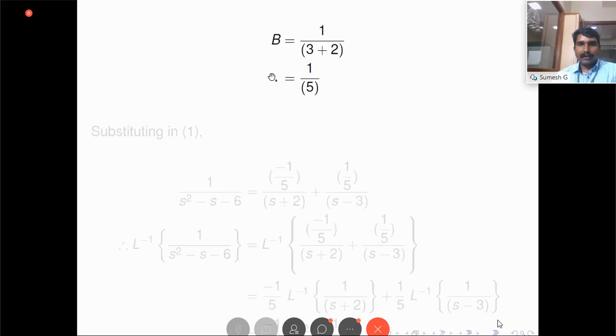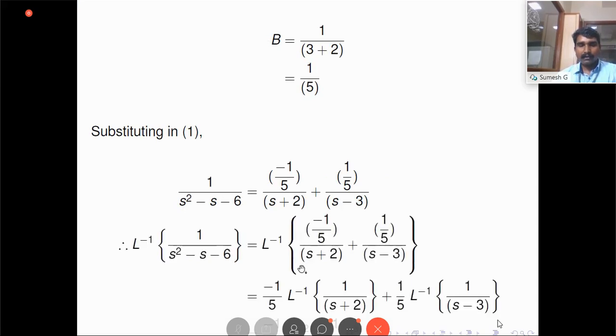So we obtain the values of A and B, which can be substituted in equation 1. I think students are not familiar with this shortcut method. That is why there are so many doubts about this topic.